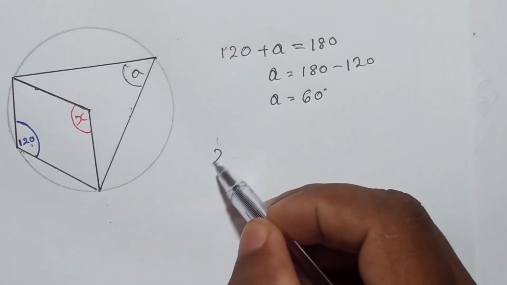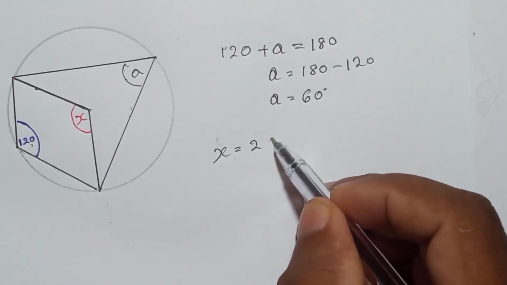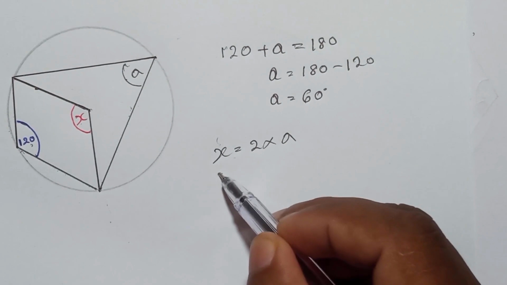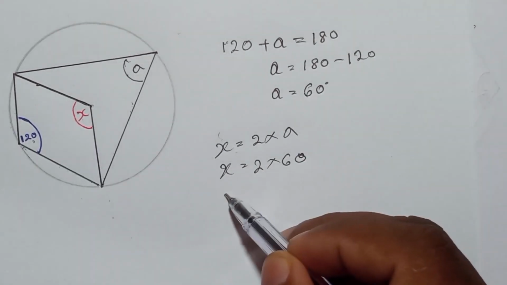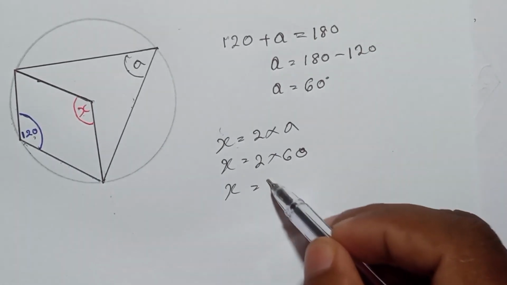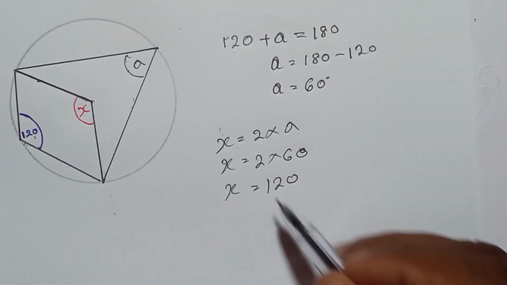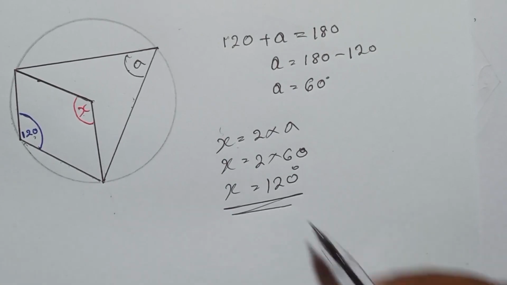So you can write x will be 2 times a. Now a we know, no? a means 60, right? That means x will be 120, right? So this is the answer for x.